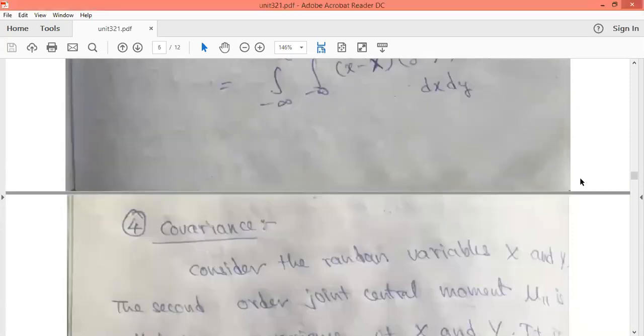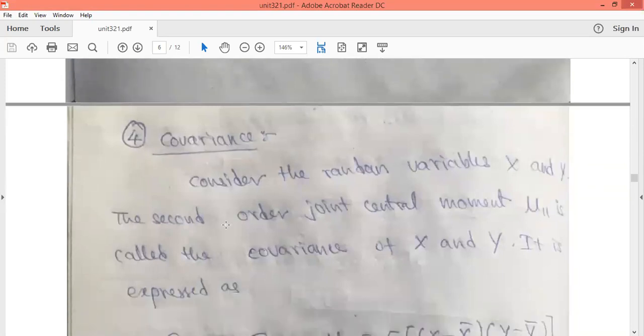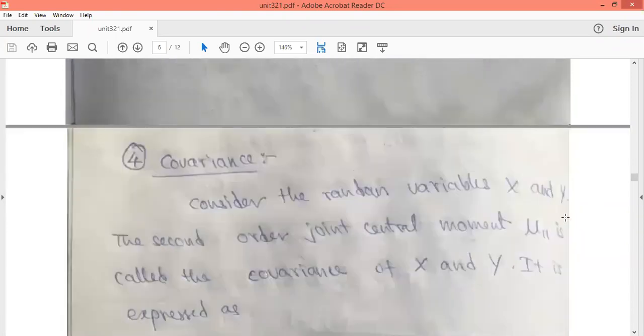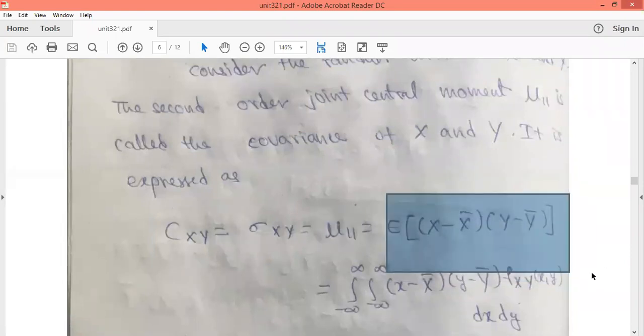Now we discuss what is covariance. The covariance is nothing but the second order joint central moment mu 1 1. Just now we have discussed mu 1 1. Mu 1 1 is expected value of (x minus x bar) (y minus y bar). It is also written as mu xy, sigma xy. So this is called the covariance. How do we denote it? We denote it as cxy. Cxy is nothing but sigma xy. It is nothing but mu 1 1. It is equal to expected value of (x minus x bar) (y minus y bar).